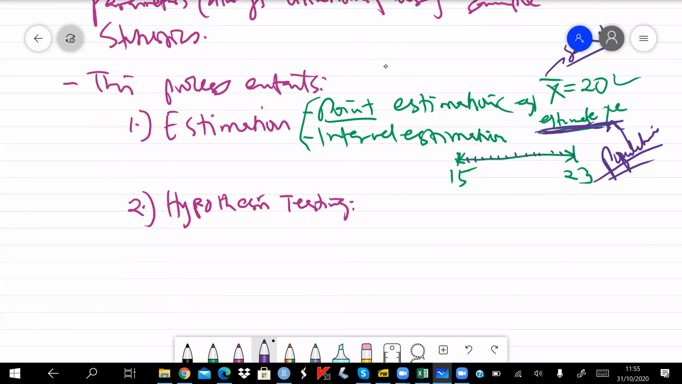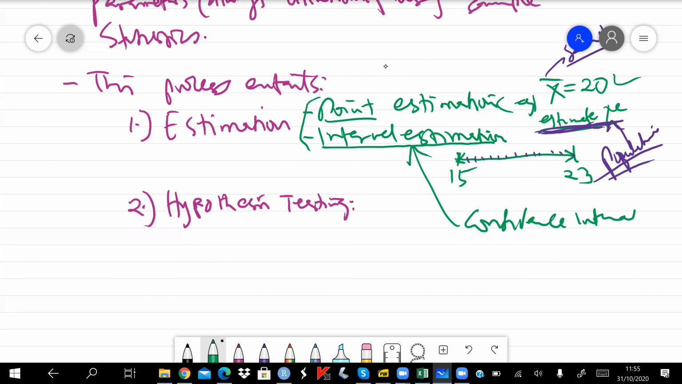Our focus in this class will be interval estimation. And this will come in the form of what we call confidence intervals. So we'll be computing confidence intervals for the mean and also for the proportion when you are sampling from one population or when you are sampling from two populations. Okay. Then on the other hand, we have hypothesis testing.